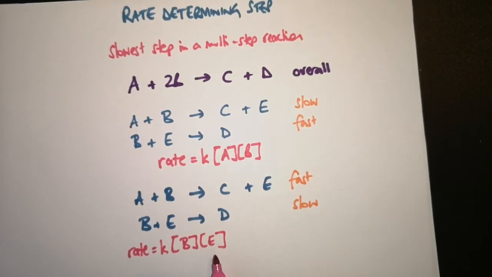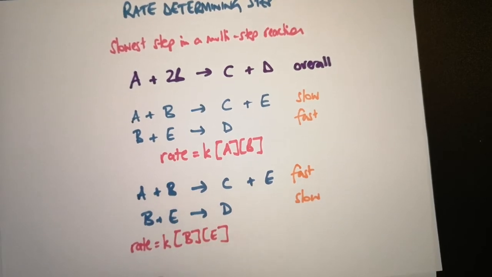Now the problem is, E is an intermediate. We can't put the concentration of an intermediate because we can't measure that concentration. It's produced, and then it's used up. We cannot measure that concentration. So we need to replace the E with things we can measure the concentration of. So how we do that is look at what made the E in the first place. Well, the E was made from an A and a B.